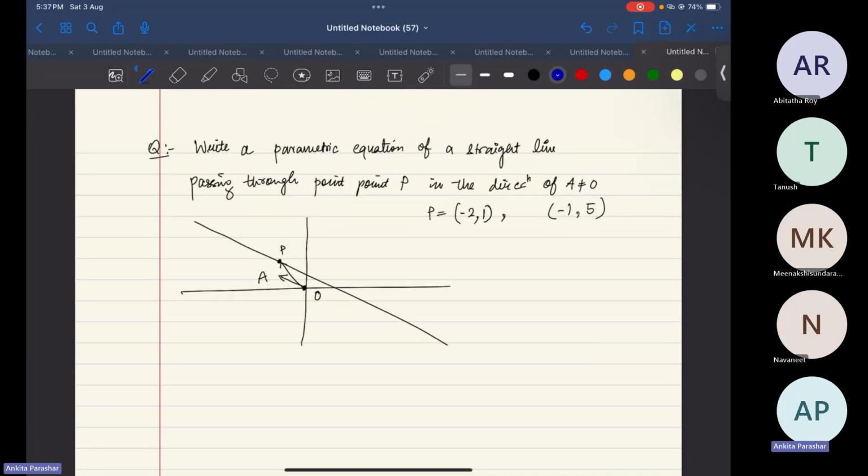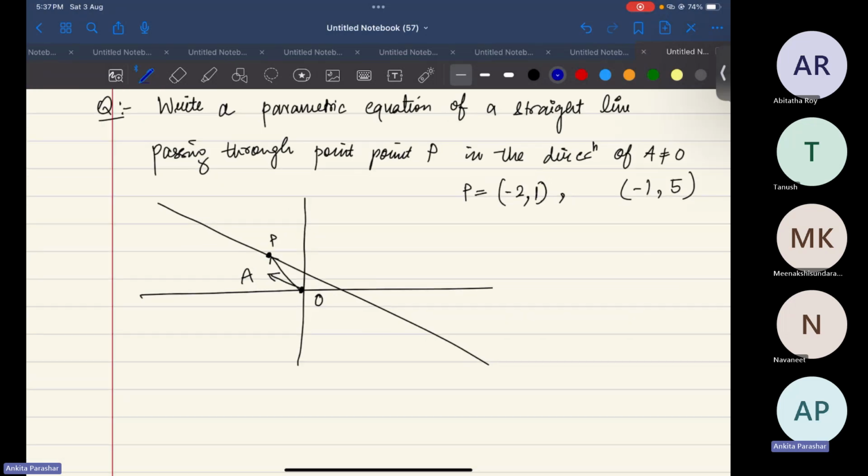All right. Let's see one more question. So we have to write a parametric equation of a straight line passing through a point P in the direction of A. You see, the direction of our point A has to be this. This is why I have written the straight line in this direction. The point is this and the direction is this. Can you tell me the parametric equation?